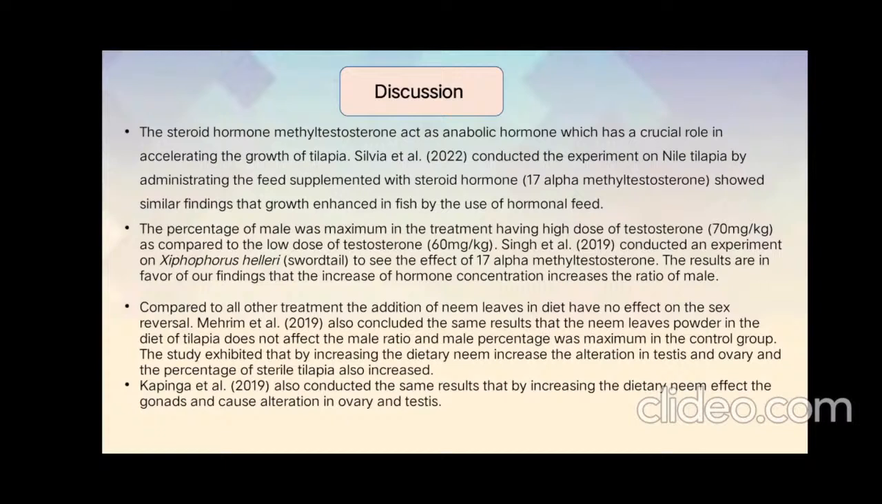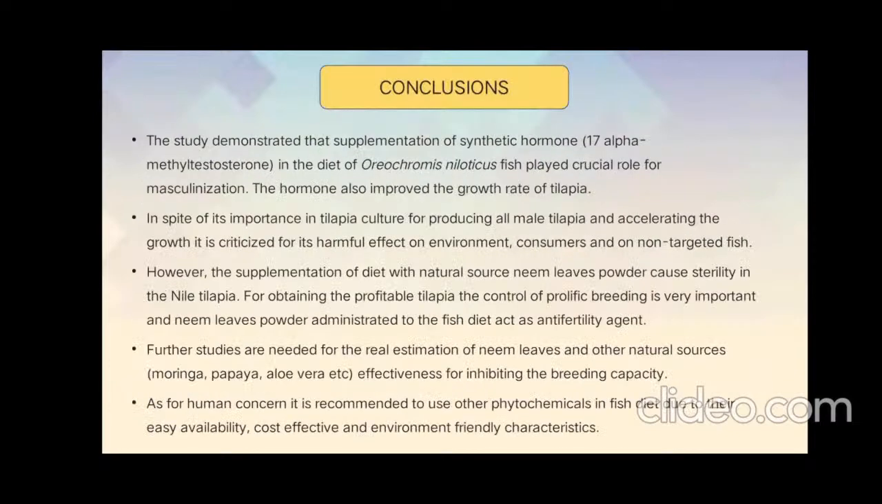Kempinga et al. also concluded the same results, that by increasing the dietary neem, neem affects the gonads and causes alteration in the ovary and testes. The study demonstrated that supplementation of synthetic hormones in the diet of the fish played a crucial role in masculinization. The hormones also improved the growth rate of tilapia.